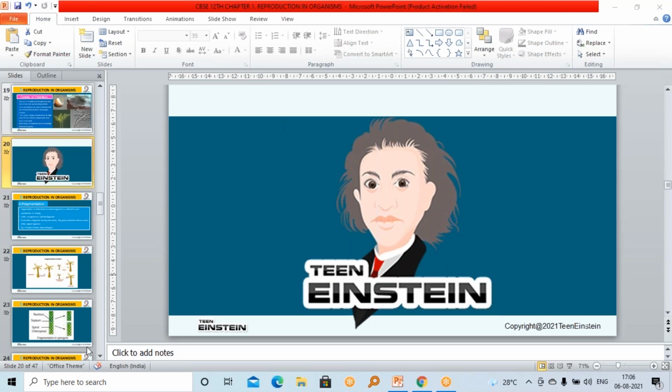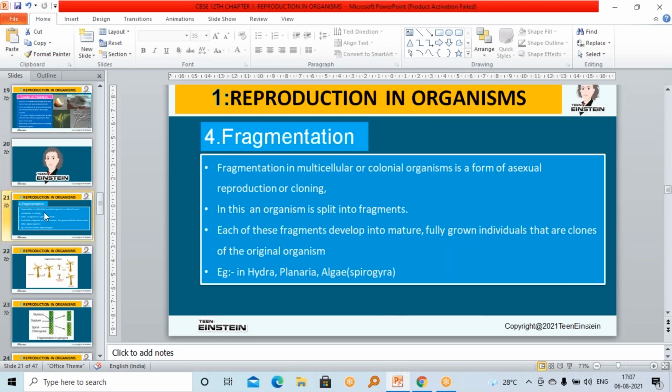So we are in the first chapter of 12th standard, right? Reproduction in organism. So in the last class, what and all we have learned? Like we have discussed about some topics. I'll tell the summary of last class.